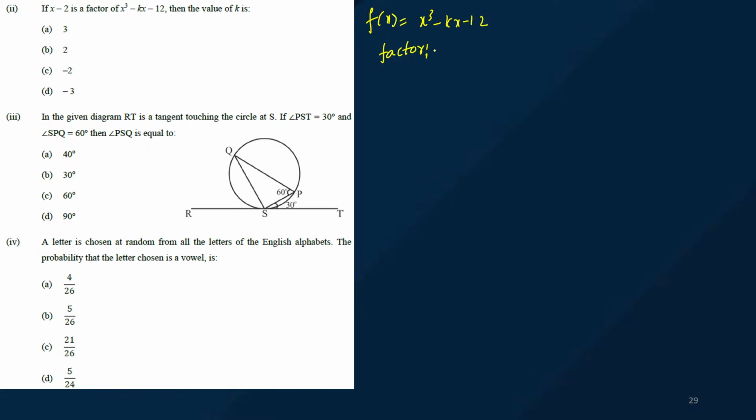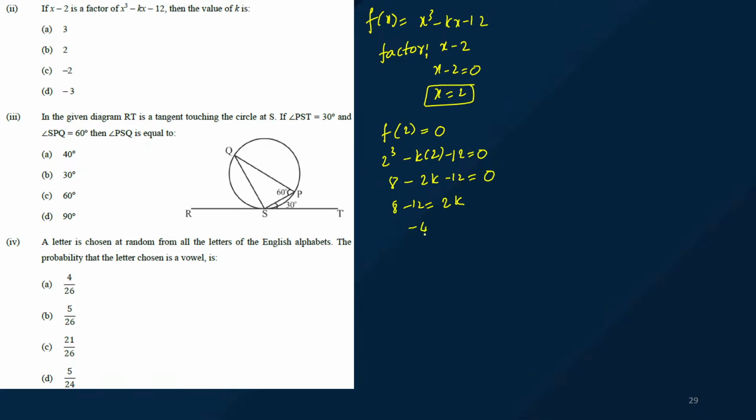What is the factor they have given? The factor is given to you as x minus 2. So x minus 2 is equal to 0, I am getting x is equal to 2. Right. So they are telling that x minus 2 is a factor, so I am supposed to get f of 2 is equal to 0. So 2 cube minus k into 2 minus 12 is equal to 0. So here I get 8 minus 2k minus 12 equal to 0. Now when I simplify, 8 minus 12 is equal to 2k, that is minus 4 is equal to 2k, and k is equal to minus 2. So the right option is k is equal to minus 2.